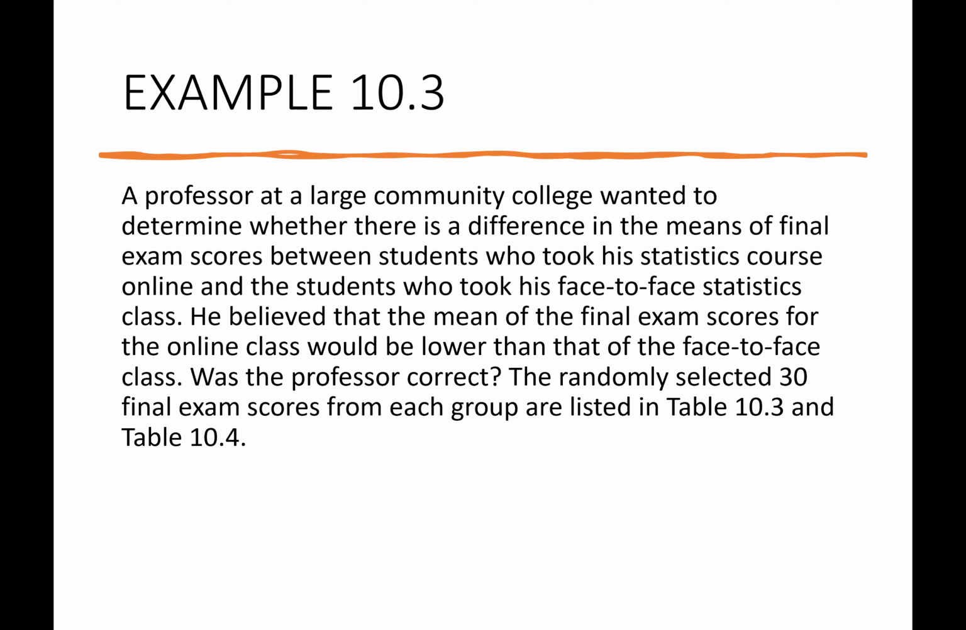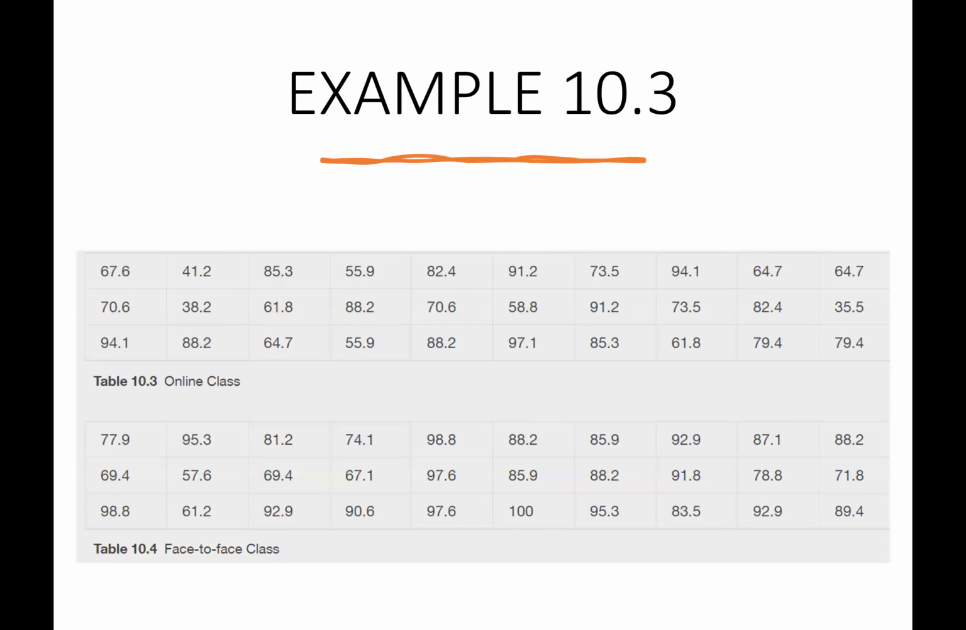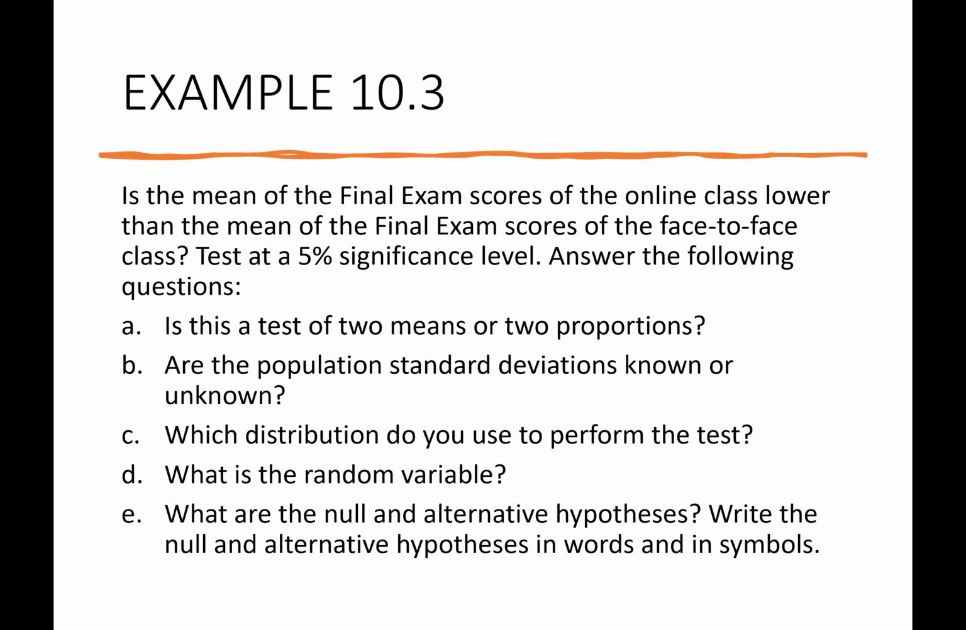A professor at a large community college wanted to determine whether there's a difference in the means of final exam scores between students who took his statistics course online and the students who took the face-to-face statistics class. He believed that the mean of the final exam scores for the online class would be lower than that of the face-to-face class. Was the professor correct? You have randomly selected exam scores from 30 students, and we're going to test this at a 5% level of significance.